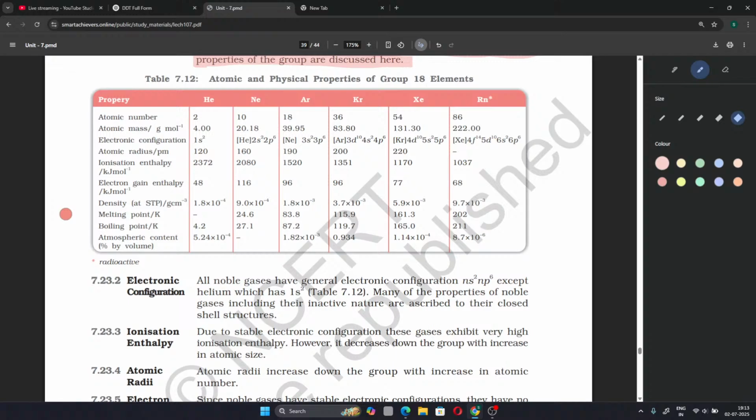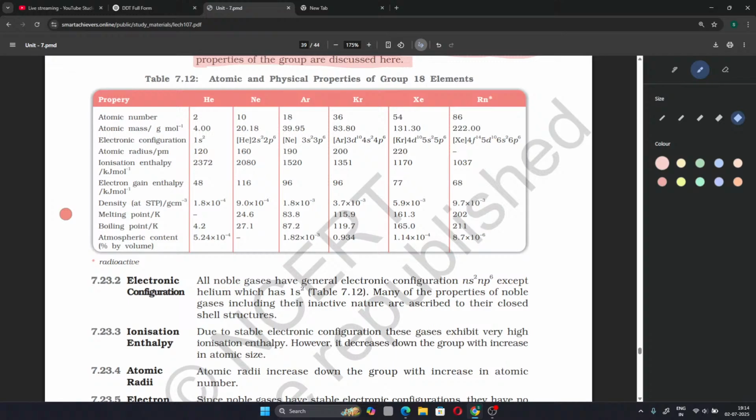As for electron gain enthalpy, all are positive, because we are disturbing the configuration by giving them an electron. We should give energy for them to take an electron. We are disturbing the stability here, so we need to add more energy. This is not negative enthalpy; this is positive electron gain enthalpy, with neon having the highest positive electron gain enthalpy and helium having the lowest.